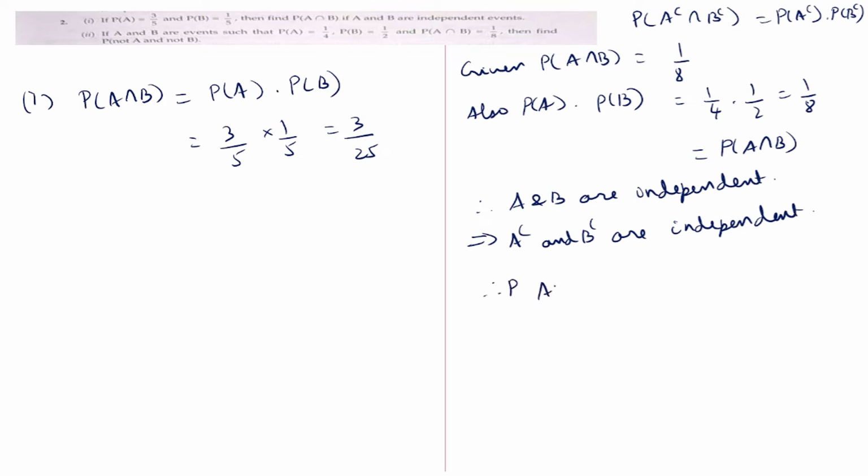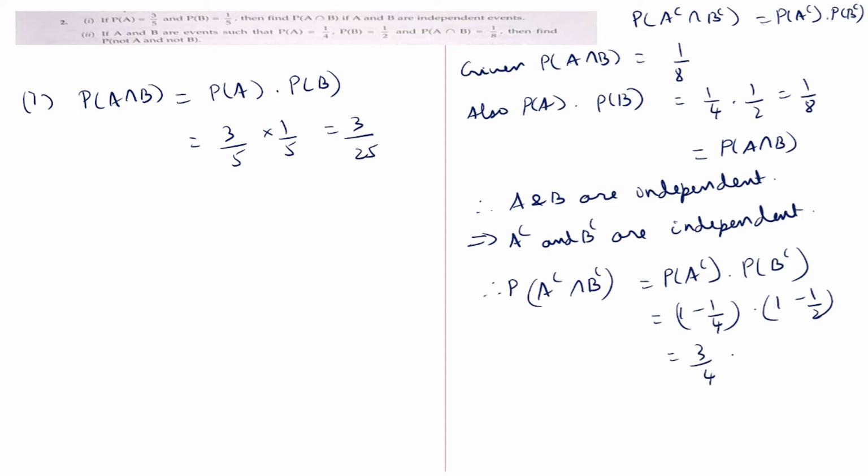Therefore, probability of A complement intersection B complement, it is equal to probability of A complement into probability of B complement. Now, probability of A complement will be 1 minus 1 by 4 and probability of B complement will be 1 minus half. So, this is 3 by 4 into half. So, it is 3 by 8.